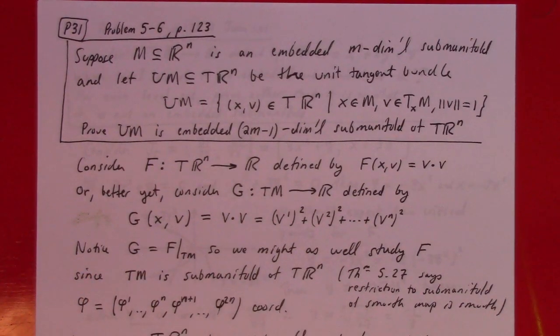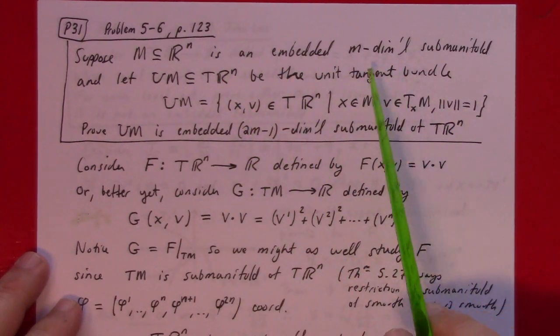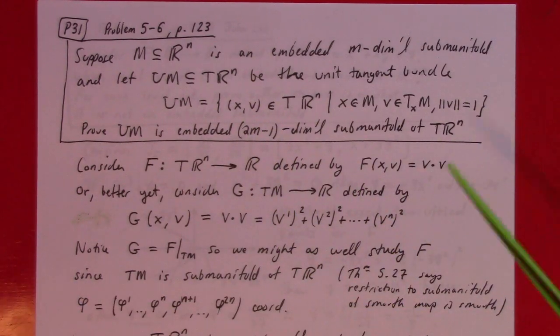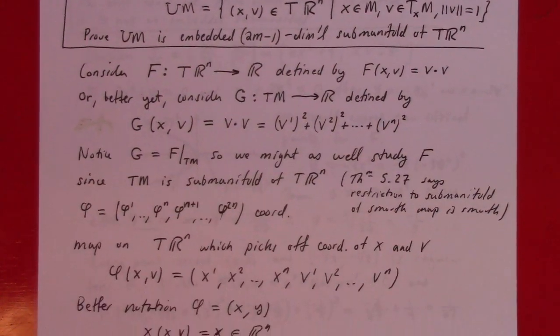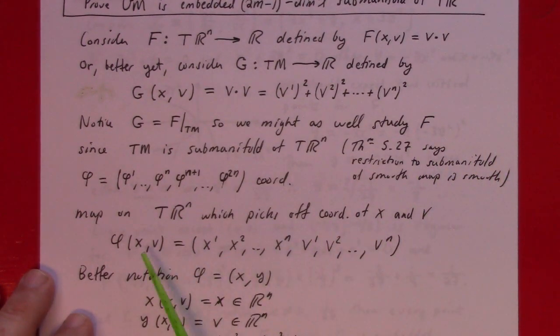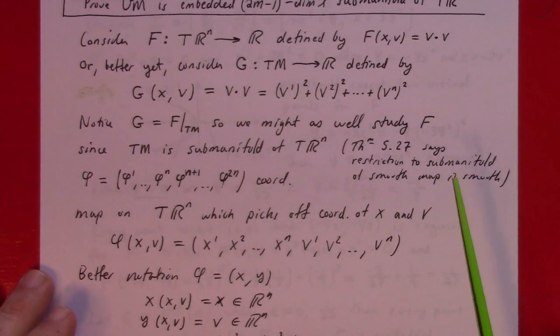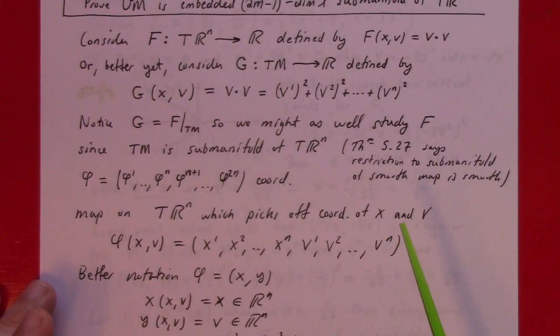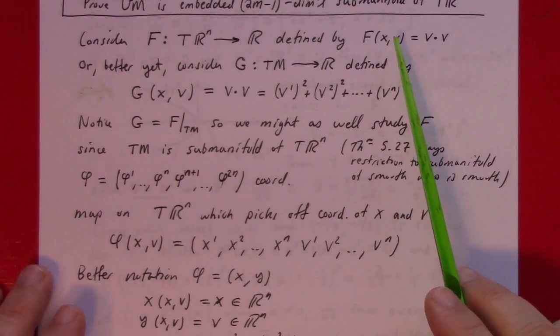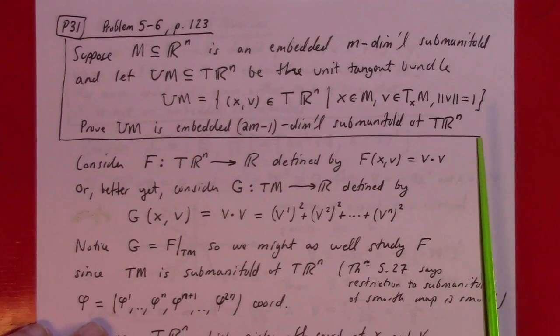All right, problem 31. We have an embedded m-dimensional submanifold. We're supposed to talk about the unit tangent bundle. So I got a lot of writing here, but basically all I'm saying is that you can define coordinates on the tangent bundle by, let's say, (x, v). Phi of (x, v) is just list the coordinates of x, list the coordinates of v. That's the coordinate map on the tangent bundle to Rm. And so we can define the unit tangent bundle to actually be the inverse image of (0, 1) under the map that I defined right here.